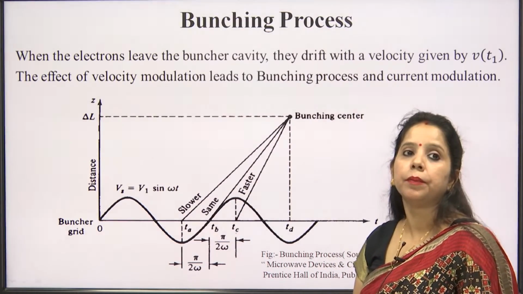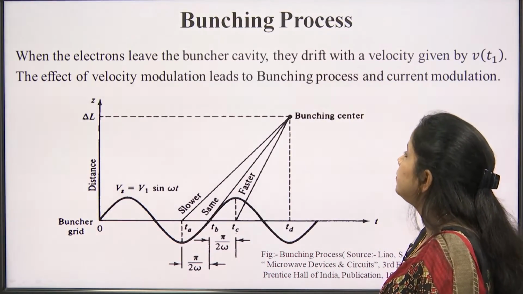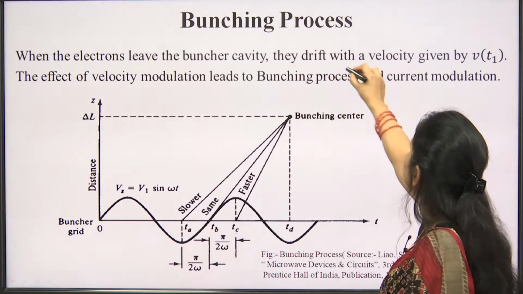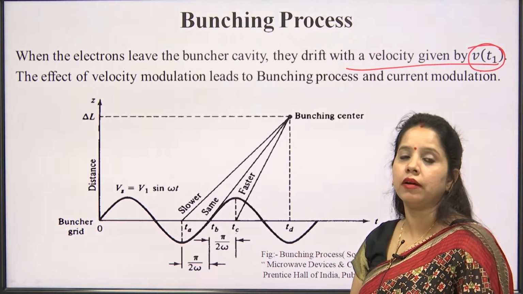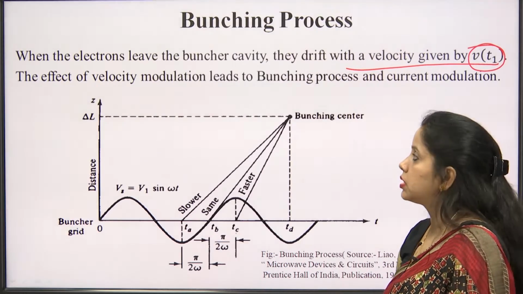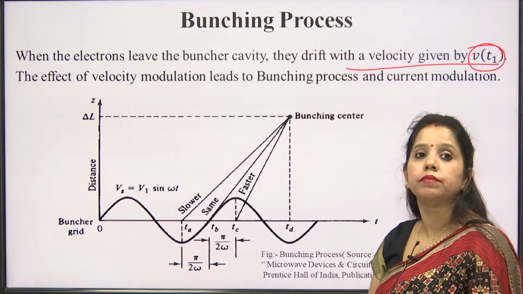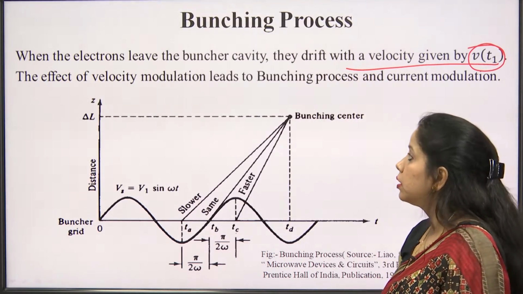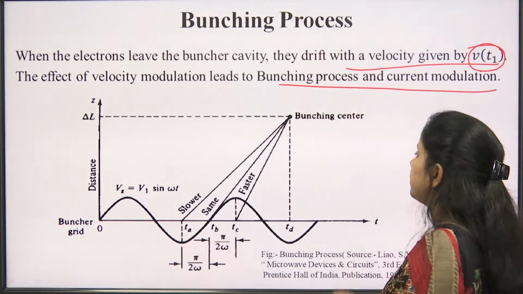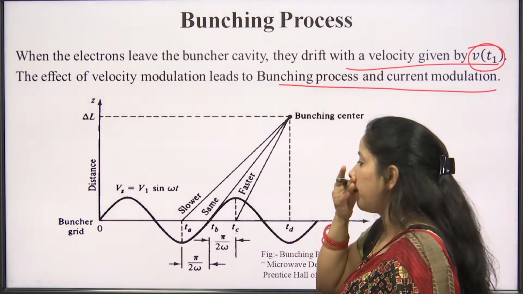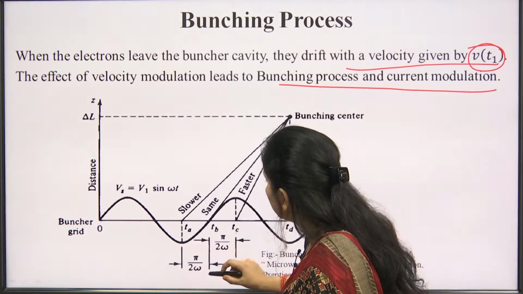Now, the bunching process. When the electrons leave the buncher cavity, they drift with the velocity given by Vt1, which is our modulated velocity. And now, how does this form the bunch of the electron? The effect of velocity modulation leads to the bunching process and the current modulation. So, what is going to happen now here? What is going to happen?